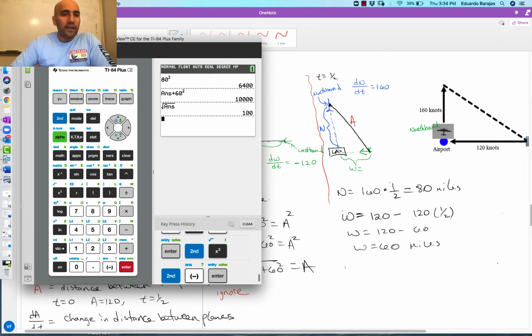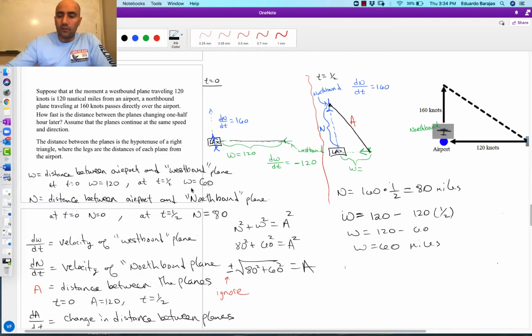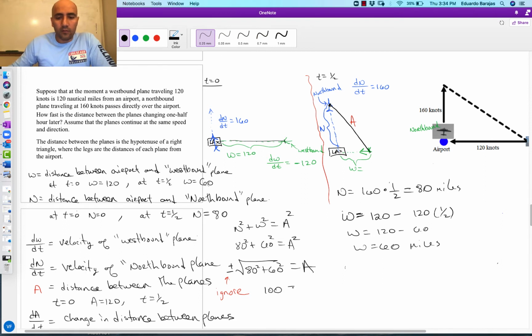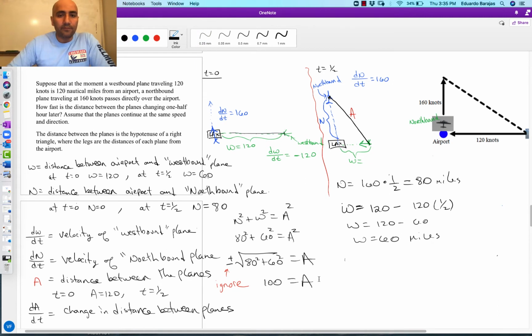Okay, so 1/2 hour later, A is going to be equal to 100 miles. At this particular snapshot in time, the distance between the two airplanes is 100 miles. However, that's not what they asked us for. They didn't ask us how far away the two airplanes are. They're asking us how fast the distance between the planes is changing. So they're asking us about dA dt, not A. That's a very common source of misunderstanding for people.